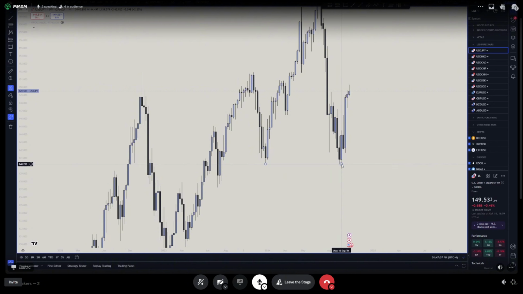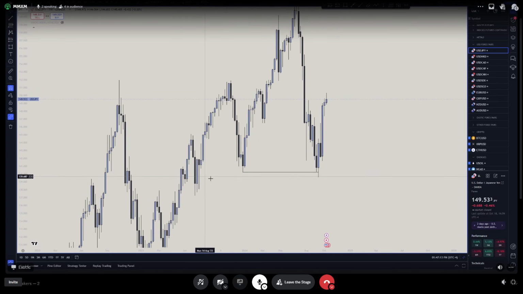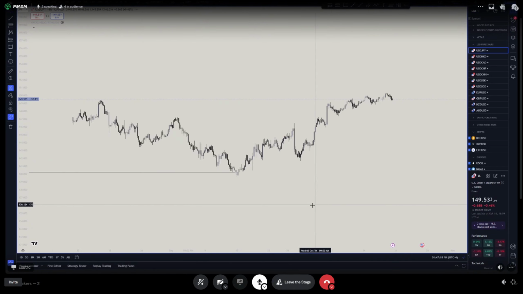Okay, so look, we came down into here, and this is your weekly liquidity pool. Like I said, it does not have to come off a PD array every single time. It can come off a weekly liquidity pool. This is a weekly swing low, so you can expect to see another buy model come out of the weekly swing low. Come into the 4 hour time frame here.